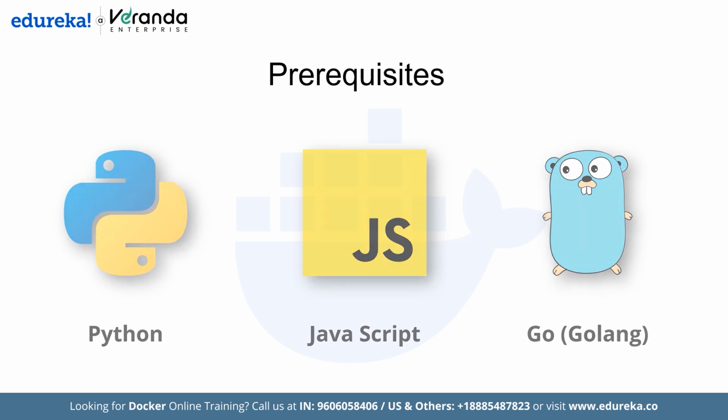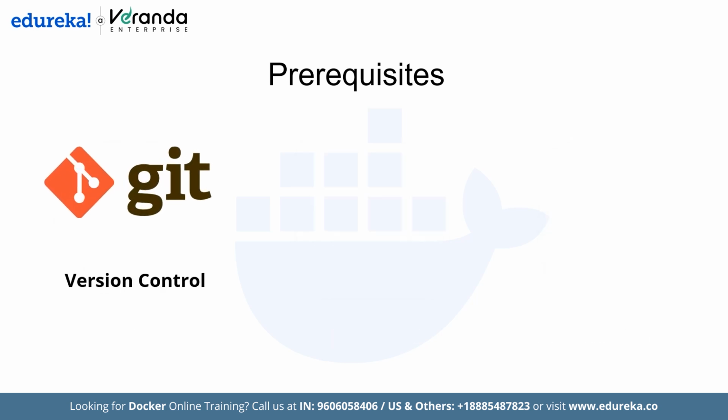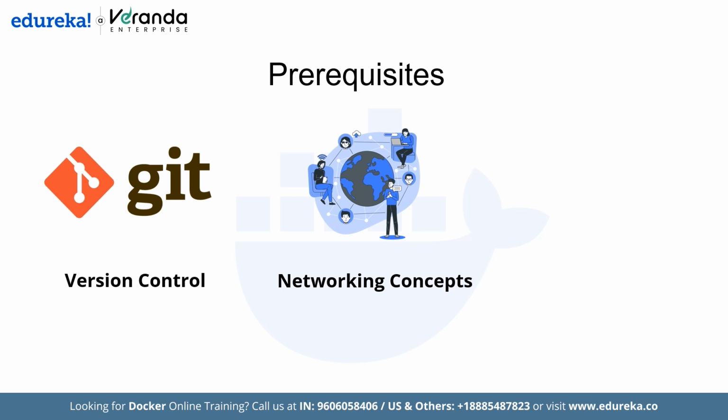And the additional prerequisites needed are version control, that is, understanding Git or another version control system can be beneficial for managing code changes in Docker projects. Then are networking concepts. A basic understanding of networking concepts like IP address, ports, and networking protocols can be helpful for configuring Docker networks. Last is the operating system. Familiarity with command line interfaces like CLI and basic system administration concepts.